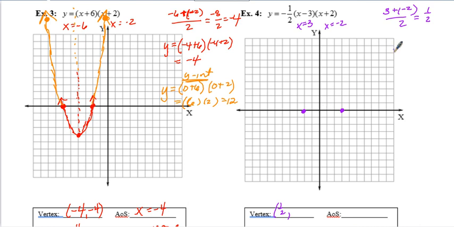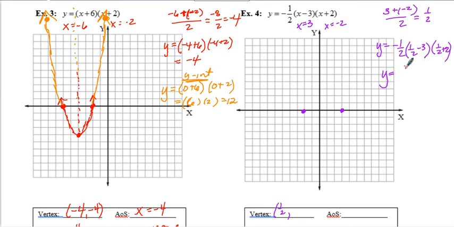I'm going to love them even a little bit less when I start plugging in 1/2 for x to get the y coordinate of the vertex. So the y coordinate of the vertex is, let's clean this up a little, sorry, negative 1/2 times 1/2 minus 3 times 1/2 plus 2. Not the greatest, but we can do this.